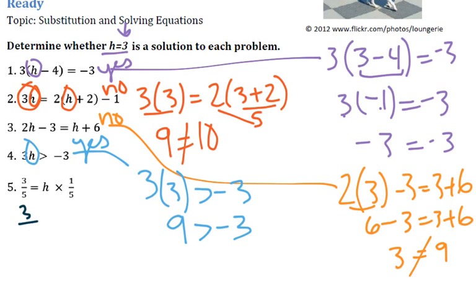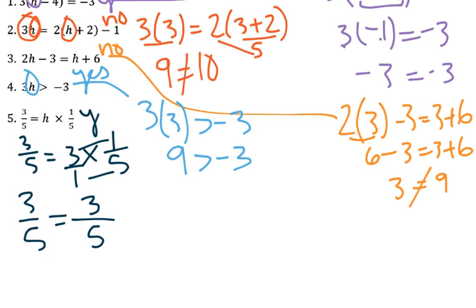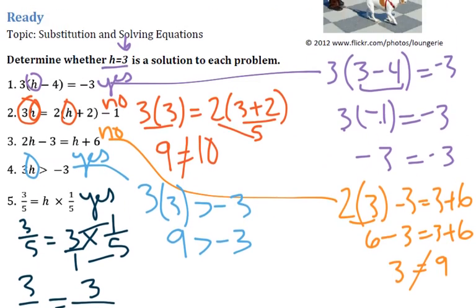And the last one, even though we got fractions, we still treat it the same way. So 3 in for h. Then we make that a fraction. When we multiply fractions, multiply tops, multiply bottoms. Does 3/5 equal 3/5? Yes. So there we go with those guys.